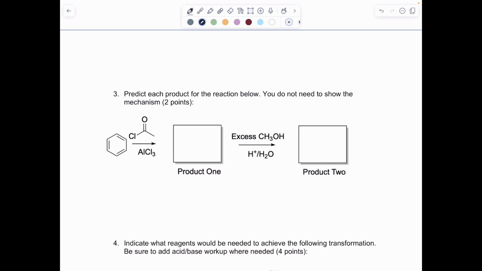Okay, so step 1, we have a benzene ring reacting with an acyl chloride in the presence of AlCl3, so this is a Friedel-Crafts acylation. The product of that is going to be a ketone added to the benzene ring.